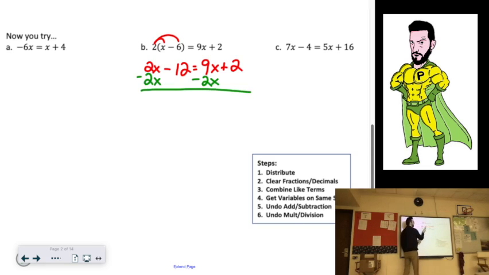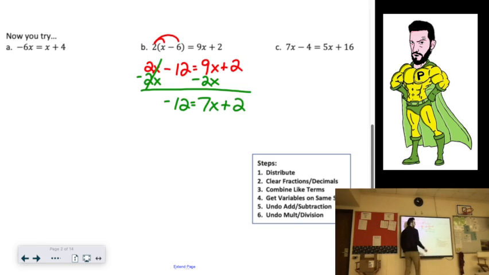Now, some kids would see the minus with the 12 and they'll be like, well, we'll add 2x to both sides. No, the minus belongs with the 12, not the 2x. If we added 2x, that would give us 4x. We're trying to get rid of it. 2x minus 2x is nothing, 0. So we have -12 equals 9x minus 2x is 7x, and you got your plus 2.